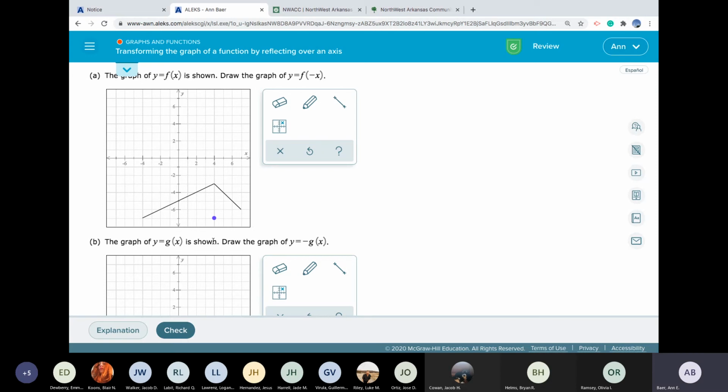Now the next one, -4, -3. 1, 2, 3. So I'm going to make sure that if I go up, I'm going to get -4. And if I go over, I'm going to get -3. It looks good. I'm going to click.